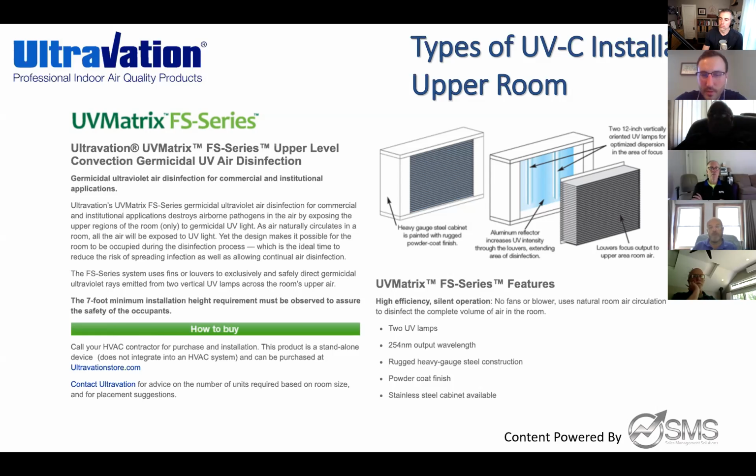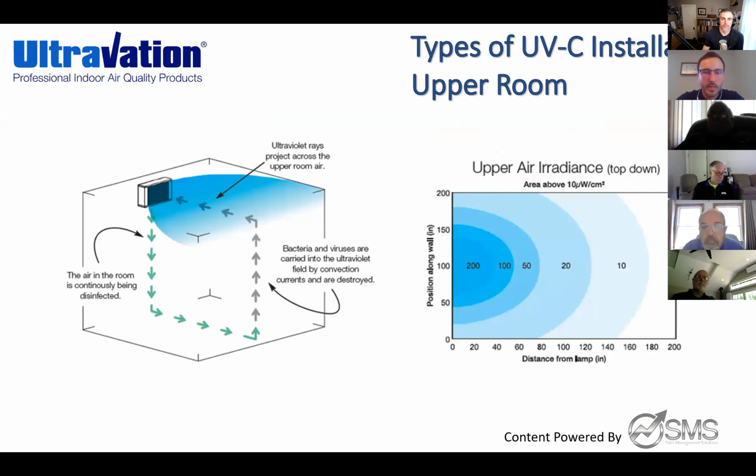It does come with 2 UV lamps, and it has a rugged heavyweight steel construction and powder coat finish; a stainless steel cabinet is available as well. And these things aren't all that big. It has 2 12-inch vertically oriented UV lamps for optimization dispersion in the area of focus. How many you put in a room really depends on how big the room is, and we can definitely recommend what you would need. A quick note on that: the average coverage is estimated to be 200 to 225 square feet per box, so per unit.